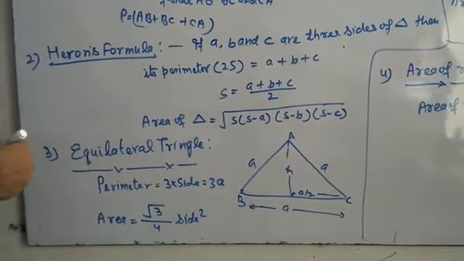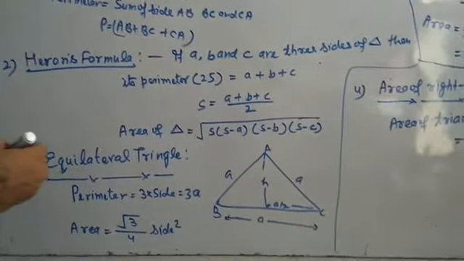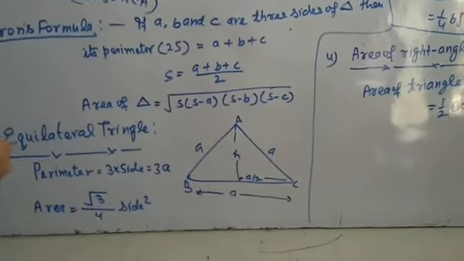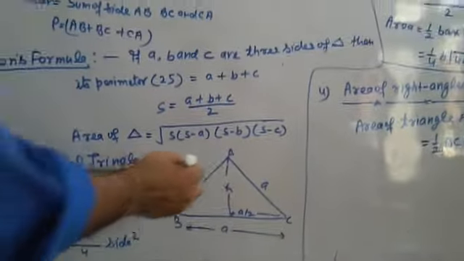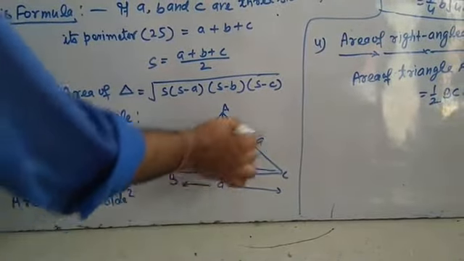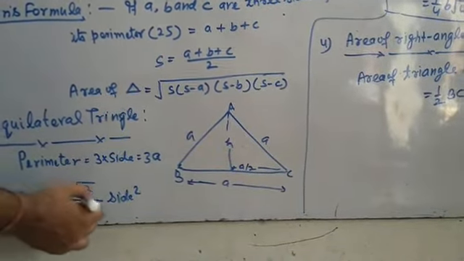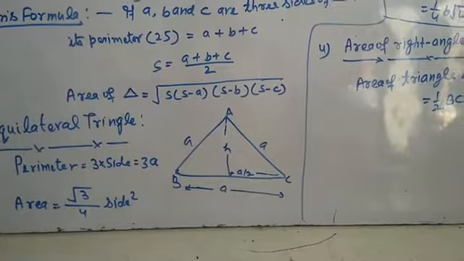Equilateral triangle. Equilateral triangle means having each side equal. Its perimeter is equal to 3 times the side, because each side is equal to A, and area is equal to root 3 by 4 into side square.